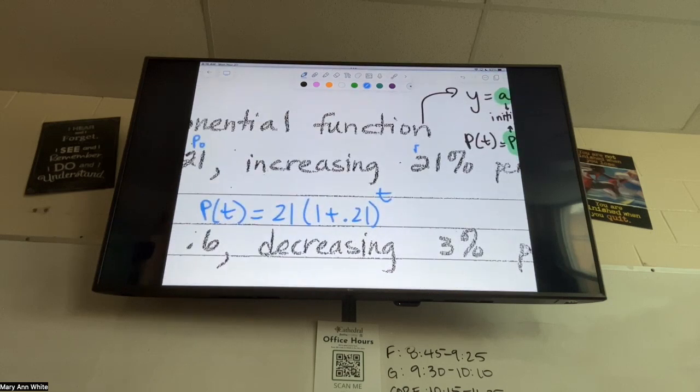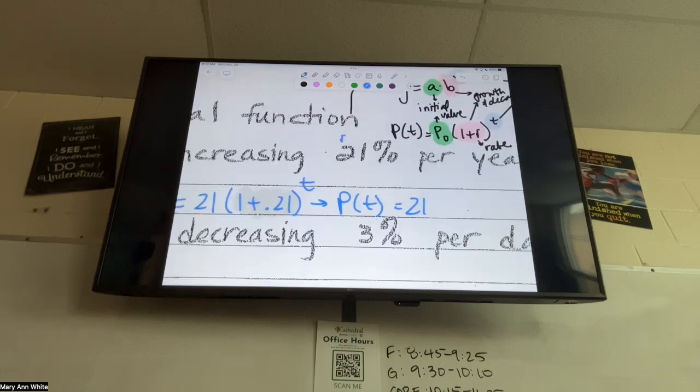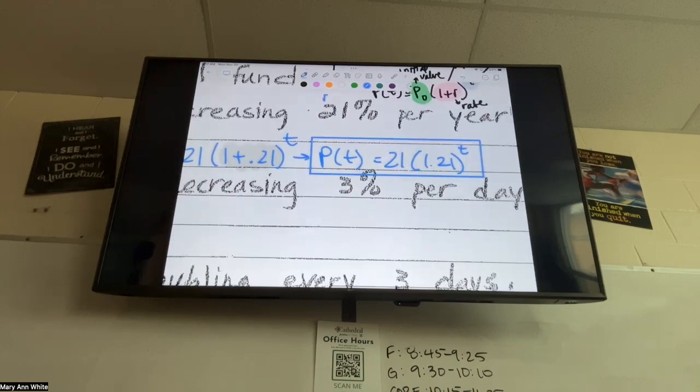The only thing I can do to simplify this is just to combine what's inside that parentheses right here. And so I'm going to do that. In the future, you can do that in your head before you write it down, but I just really wanted to prove a point to you. So I'm going to say P of T equals 21 times 1.21 raised to the T. That is my final answer here. Is everyone okay with that plugging and chugging that we're doing? Let's do the next one.